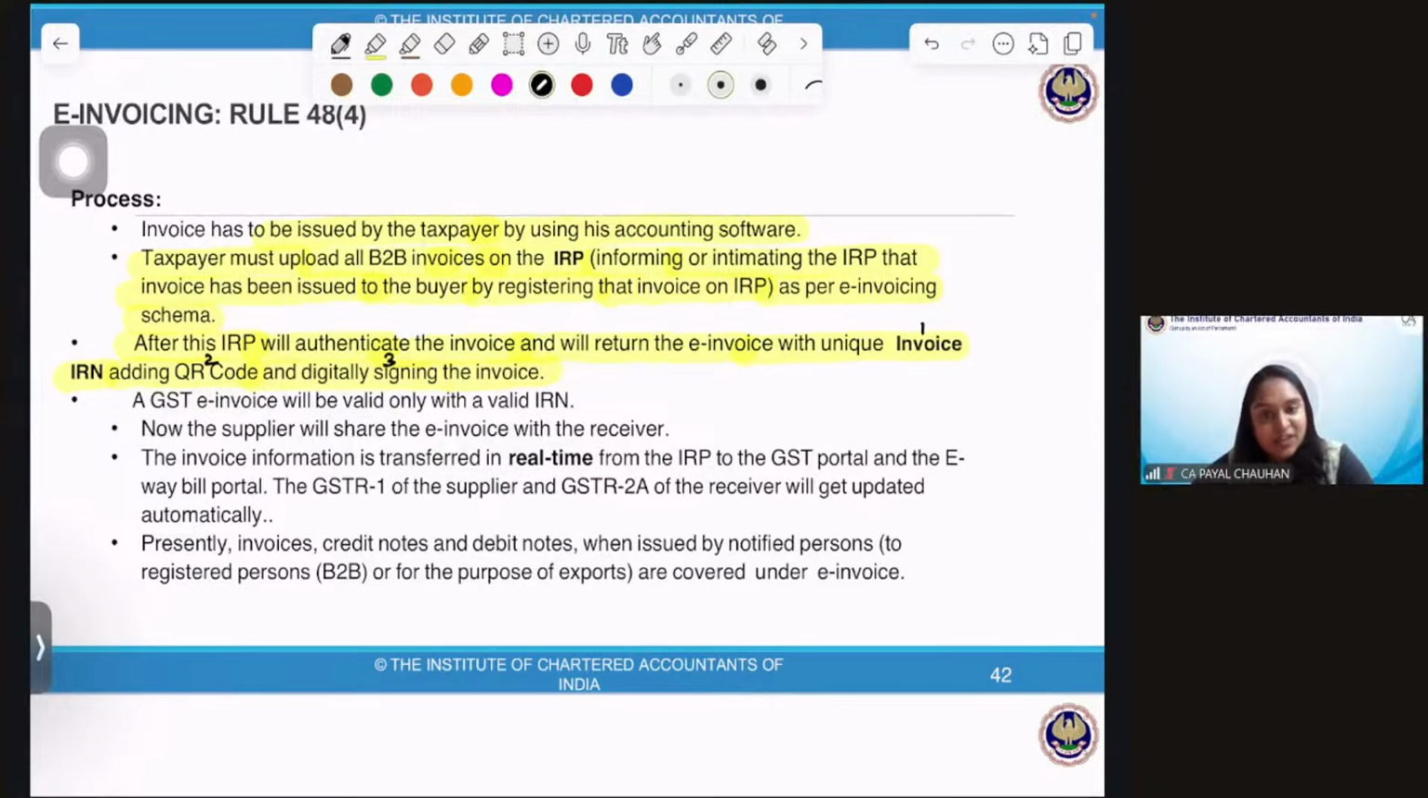So if an MCQ is there, what all mandatory things are there on the e-invoice? Can you answer? There are three things. You will have an invoice reference number, you will have a QR code, and you will have a digital signature. Did everyone get it?